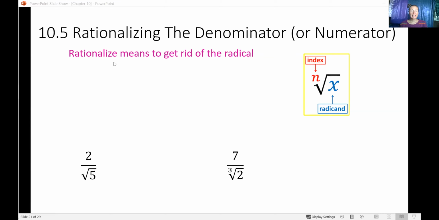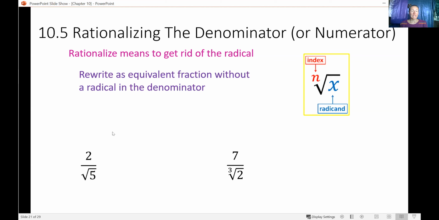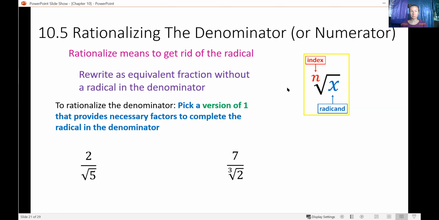So rationalizing means to get rid of the radical. So it means to make it a rational number, not a radical number, okay? Something like these guys down here, this 2 over root 5, these guys have radicals in their denominator. And if we wanted to rationalize their denominator, it would be to rewrite the fraction as an equivalent fraction that doesn't have a radical in the denominator.